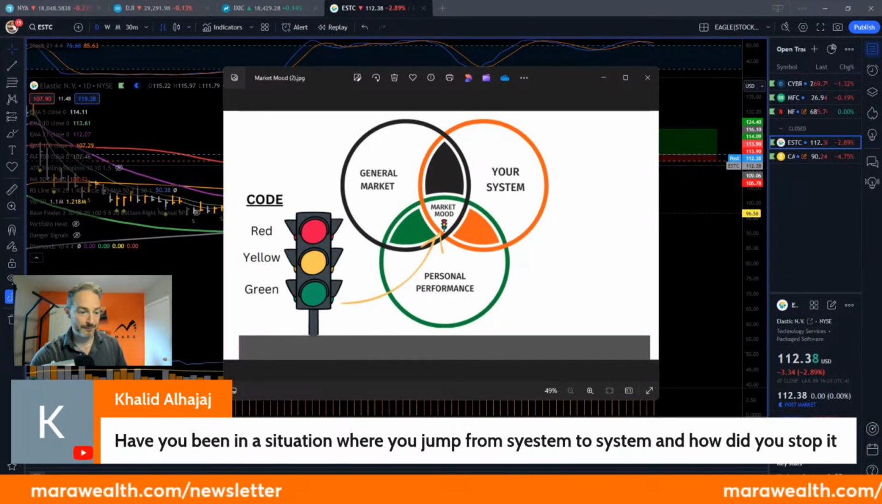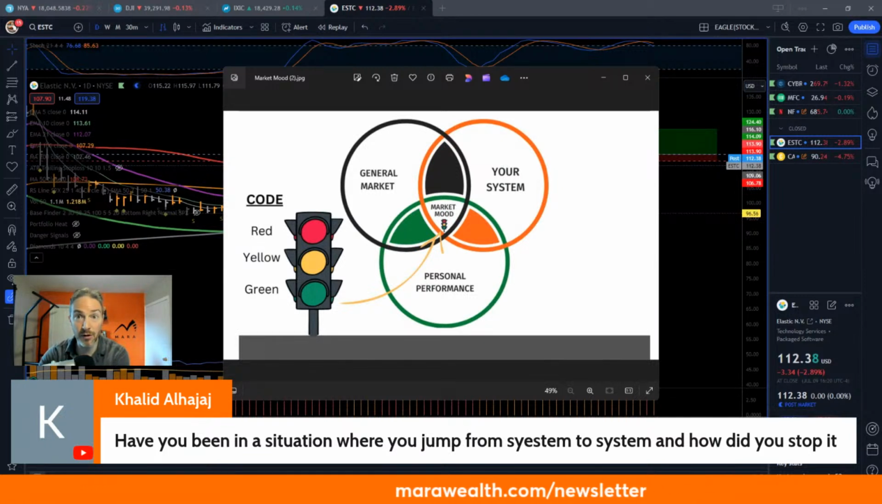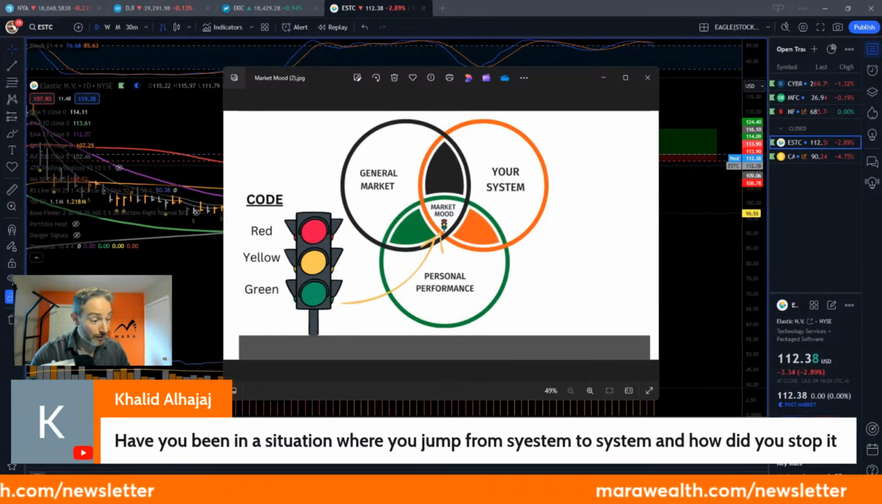So he hands me Martin Zweig's book. I forget the title of it. Fantastic book, Martin Zweig. And he also handed me William O'Neill's book, How to Make Money in Stocks. I read those.